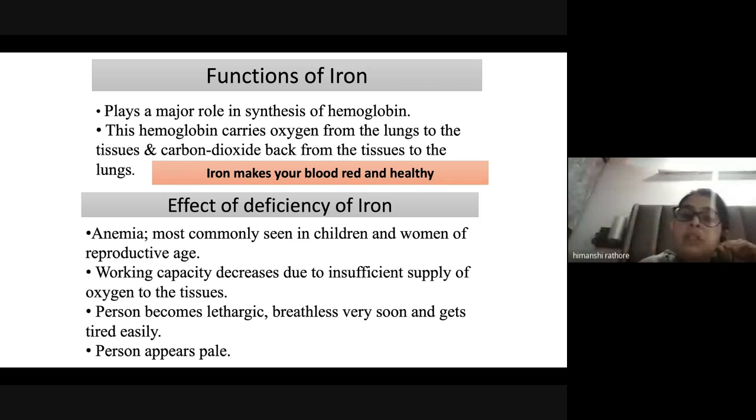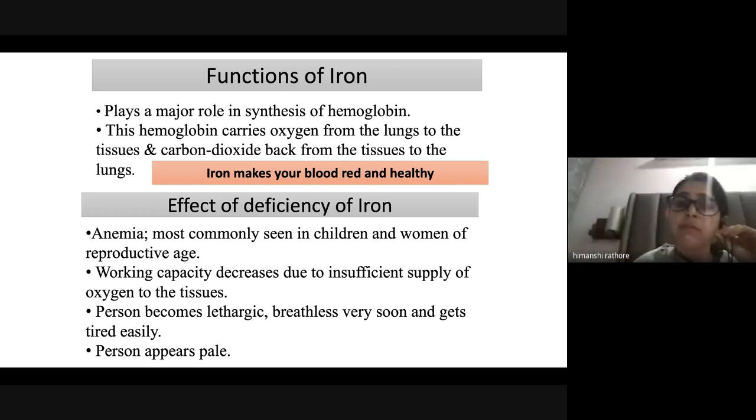I'm telling you that once the hemoglobin carries the fresh oxygen from the lungs, it will supply this oxygen to all the tissues, and the tissues in return give you carbon dioxide, and they bring this carbon dioxide back to the lungs, where it will filter this carbon dioxide and take in oxygen. So iron makes your blood red and healthy. Why? Because it supplies oxygen. Oxygen is very important for the blood, and iron also helps in synthesizing the hemoglobin, which is basically in the red blood cells. So this is the major function which iron performs in our body.